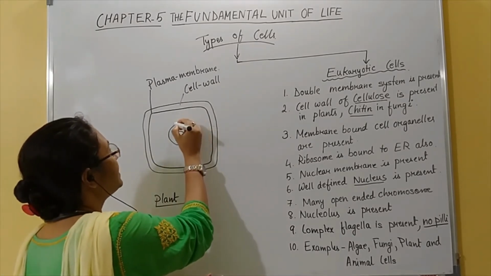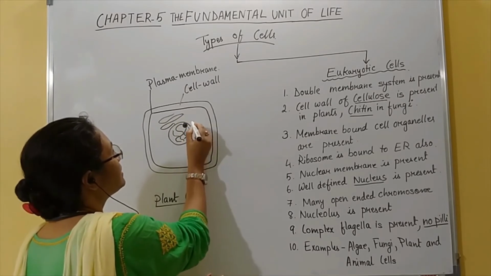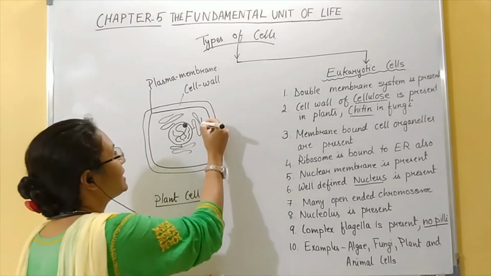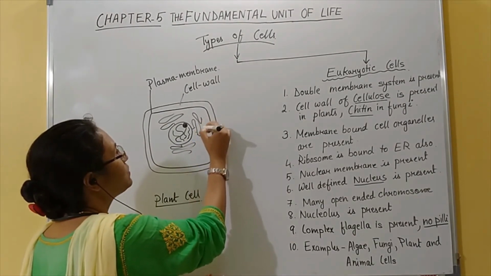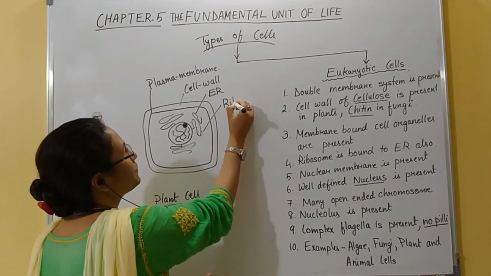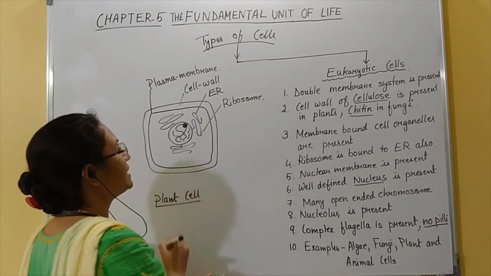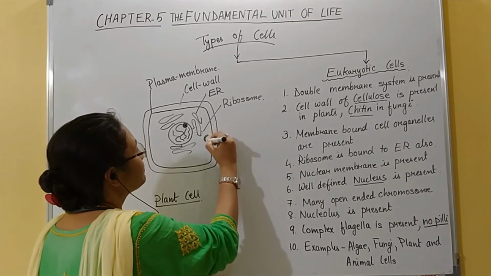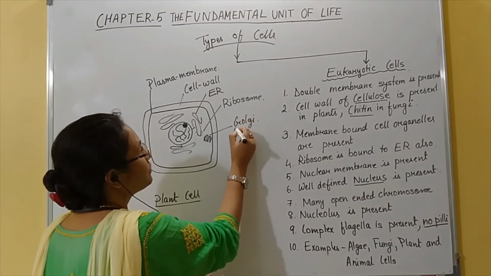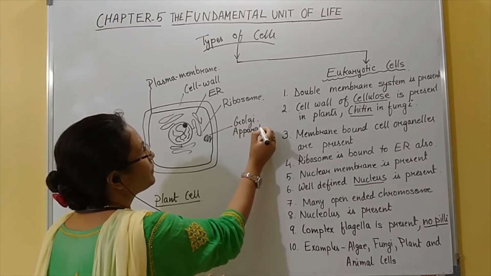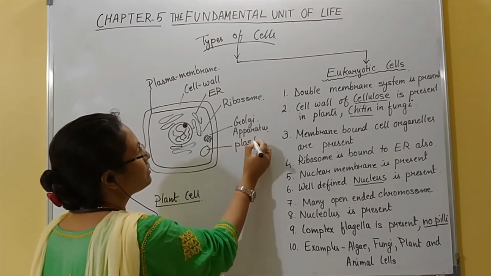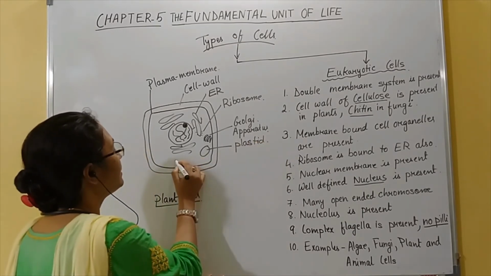Then all around there will be endoplasmic reticulum. These are all double membraned structures. So endoplasmic reticulum, and then on the endoplasmic reticulum there will be ribosomes present. And also there will be the Golgi complex, or the Golgi apparatus. Then the plastid is present. Because it is a plant cell, the presence of plastid is a must. And then there will be mitochondria.